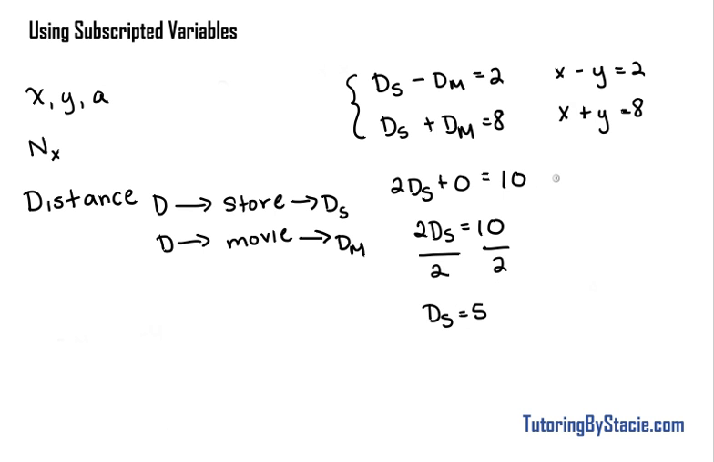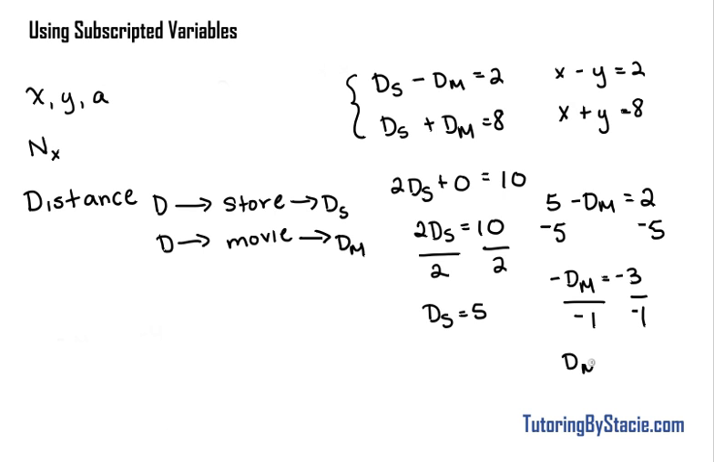Let's put d sub s back into the equation. So 5 minus d sub m equals 2. We subtract 5 from both sides of the equation, and we get negative d sub m equals negative 3. Divide both sides by negative 1, and we get d sub m equals 3. So the distance to the store is 5 miles, and the distance to the movie theater is 3.